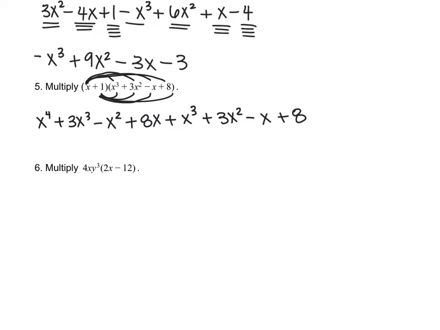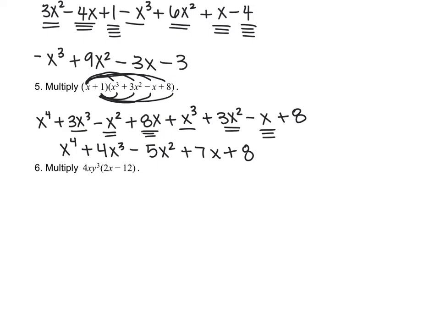Now I want to go through and look for any like terms. So x to the 4th doesn't have a like term, so it says x to the 4th. We have 3x cubed and x cubed, which becomes 4x cubed. Negative x squared plus 3x squared, which is negative 5x squared. Then we have 8x minus x, which is 7x. And then we have our plus 8. So remember, when we are adding like terms with variables, the exponents don't change.